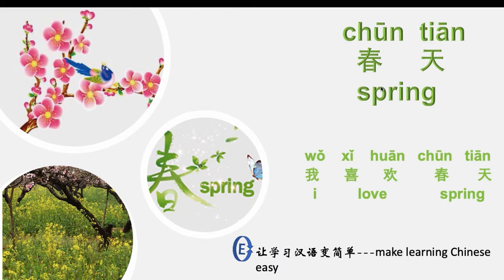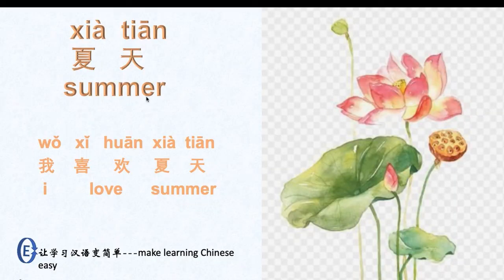春天 means spring. Read together. 春天, 春天. Okay, how do you say I love spring? You need to say 我喜欢春天. 我 means I. 喜欢 means love or like. 春天 means spring. So together, 我喜欢春天. Tell me, do you like spring? Yes or no?